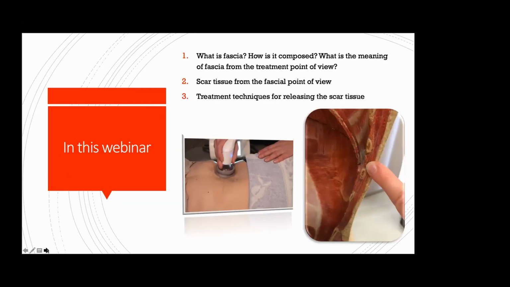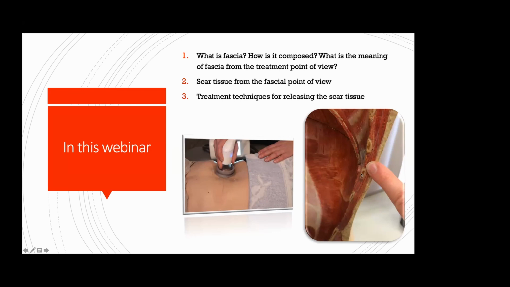And of course, we are looking at the fascia itself. Then we are looking a little bit at the idea of how to treat fascia. Then scar tissue from the fascial point of view. And in the end, I will give you some treatment examples of how to release the scar tissue in different areas. We are looking at the abdominal scars, we are looking at the facial scar, and then one scar from the shin.